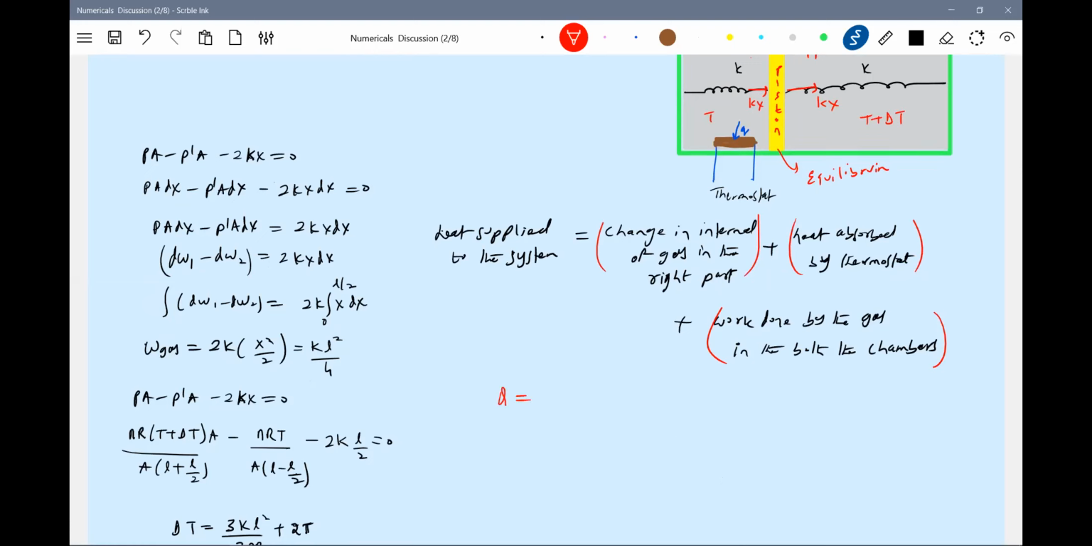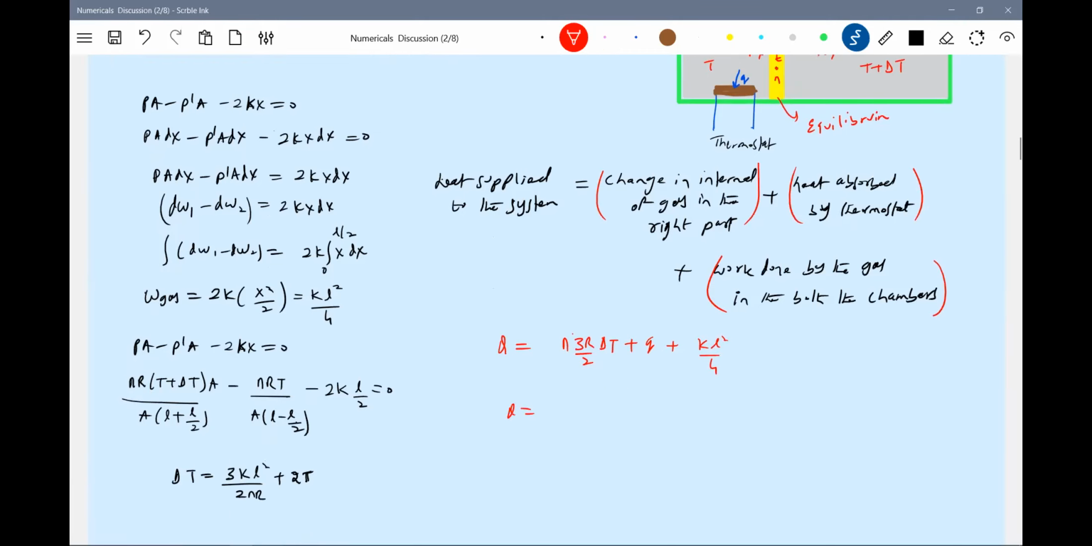This is Q, the change in internal energy, n 3R by 2 delta T, plus the work done by the gas, kL square by 4. This Q is the heat absorbed, the unknown thing which you have to find out. Delta T value, we know it, substitute. So what we needed, delta T, so this will be n 3R by 2, delta T will be 3K L square over 2nR, plus the work. Finally, we have to solve everything for Q.